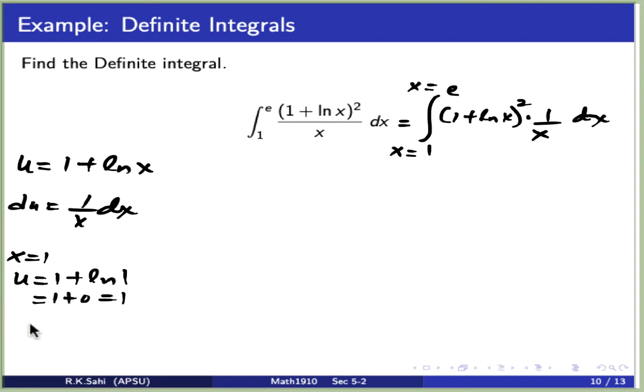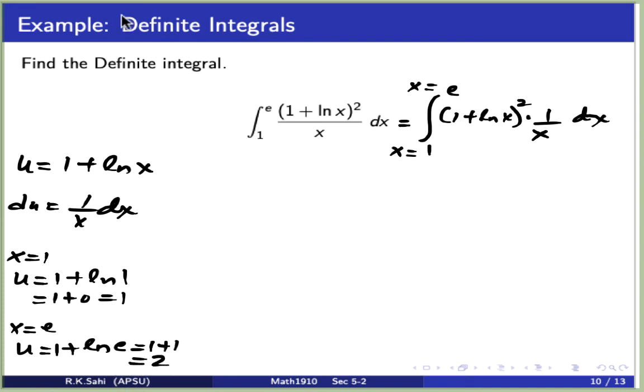Okay. When my x is e, what is u? U is 1 plus natural log of e. If you remember, natural log of e is 1. So it is 1 plus 1, which is 2.